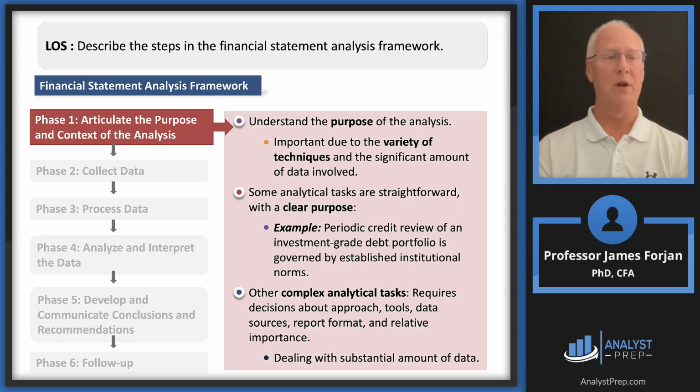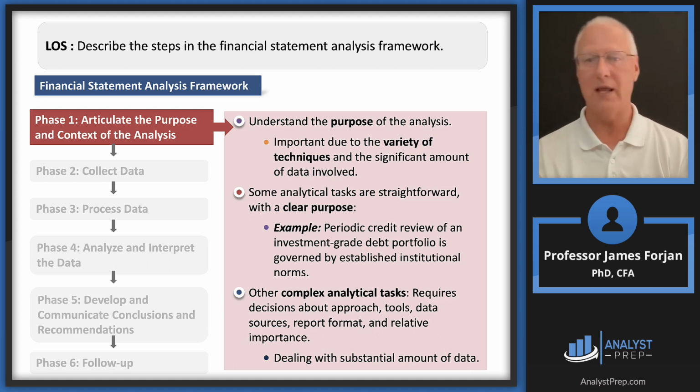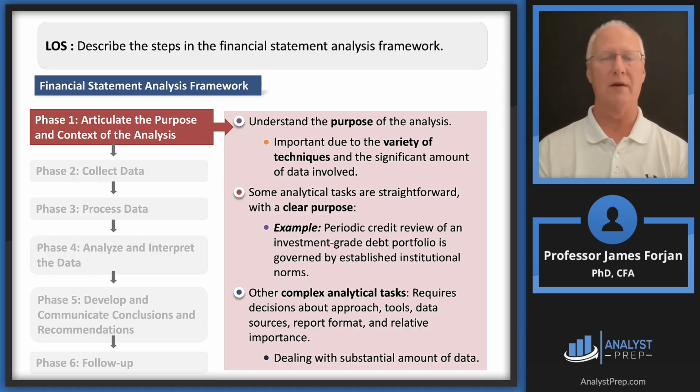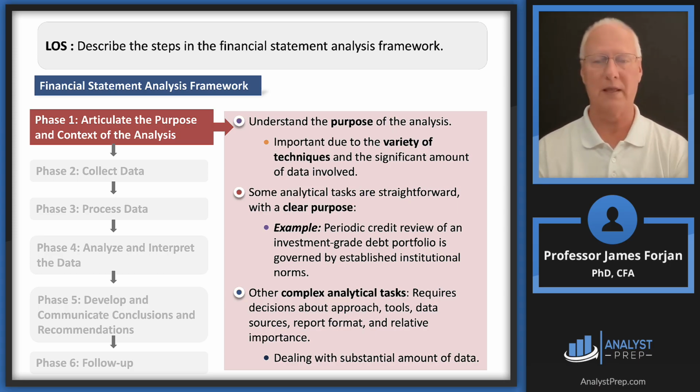Well, maybe what we want to do is look at some portion on the left-hand side of the balance sheet, or the right-hand side of the income statement, or the operating cash flows on the cash flow statement. So we need to identify what that purpose is. And there's lots of different ways to do this. There's a good example there. Periodic credit review of investment grade debt portfolio. Boy, that sounds like a mouthful there. But of course, we're going to learn tons and tons of stuff throughout the CFA program about investment grade bonds, about junk bonds or speculative grade bonds.